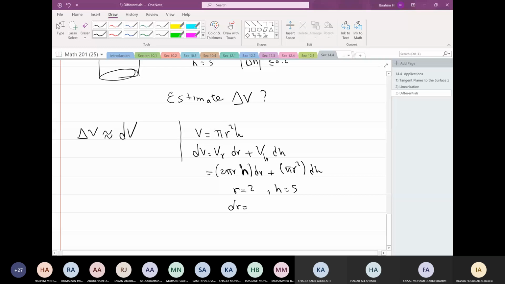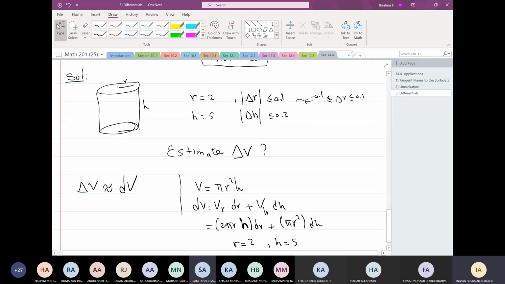dr is the same as delta r. Now what is the value of dr? Do I have one value for dr? No, I have dr between minus 0.1 and 0.1. I have infinitely many values, more than one value. Which one should I choose from these values?